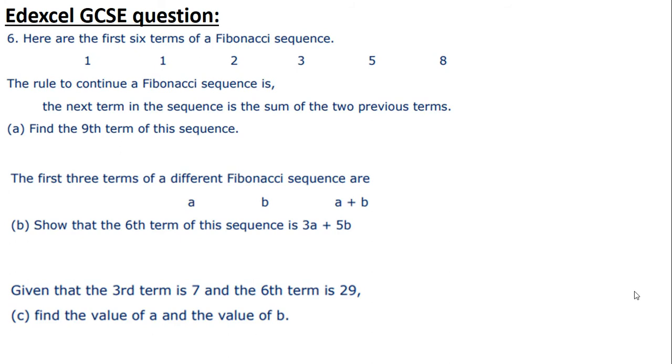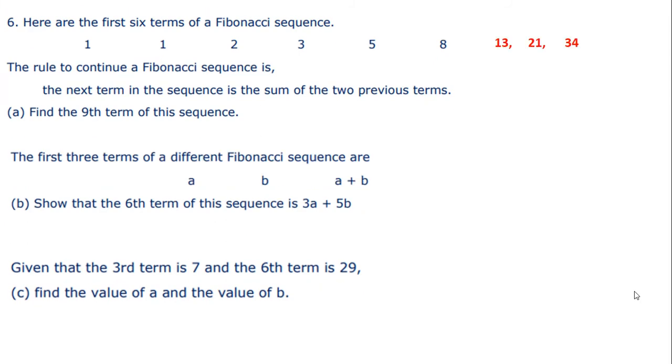Okay, so here are worked solutions for these questions. They get progressively more difficult as you go down. So for question 6a, we've been given a Fibonacci sequence and we've got the first 6 terms. To find the 9th term, we can just keep following the rules step by step until we get to the 9th term of the sequence. So following the adding as we go along rule, we get 13, 21, and 34. So the 9th term of our sequence is 34.